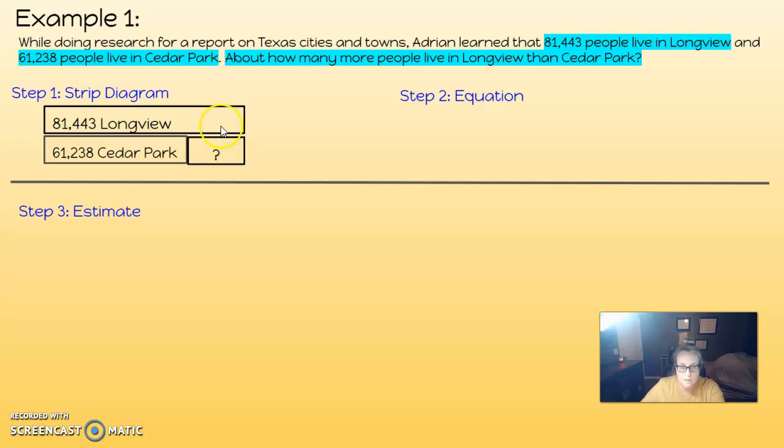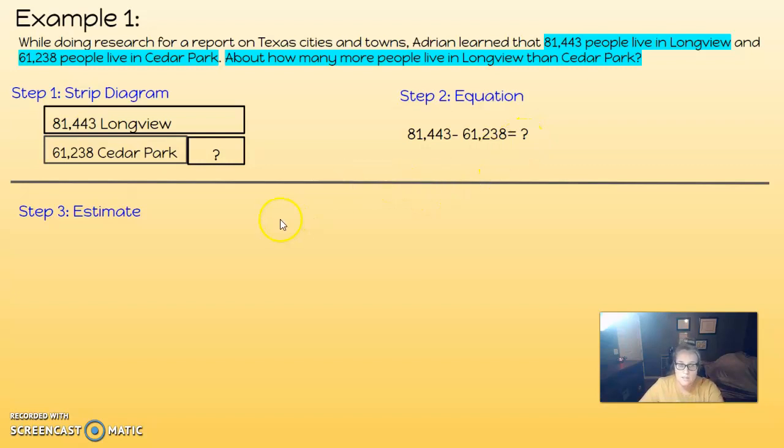So I want you to think about it. If this is what our problem looks like, and I'm trying to find this piece right here, am I going to be adding or subtracting? If you said that I was going to be subtracting, you are correct. So my equation for this problem is going to be 81,433 minus 61,238. And I'm trying to figure out what that difference actually is.